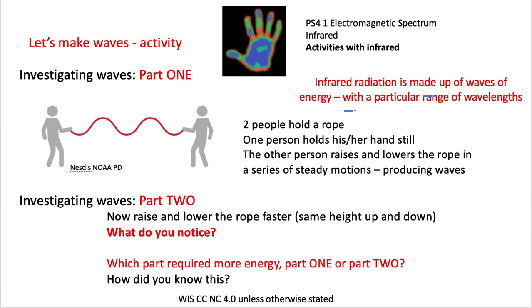So the first one is about making waves. Infrared radiation is made up of waves of energy and a particular range of wavelengths in infrared, which is going to be different from all the other wavelengths on the electromagnetic spectrum. And so you can pause this one, but it involves people moving a rope, one person holding it still and the other person giving some vertical movement up and down, and going on to part two, so pause for that one.